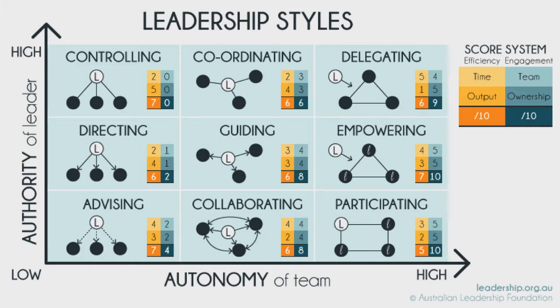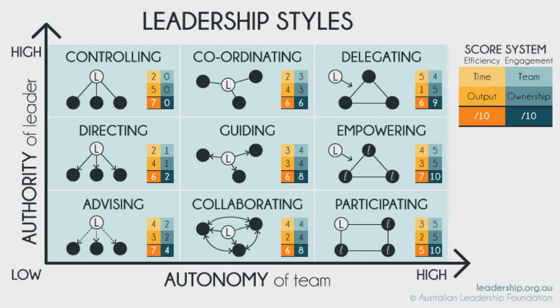So if we look in the top left, controlling, a controlling leader is very efficient. They get a lot of things done, but there's zero engagement from the followers, right? No team consciousness and no ownership.